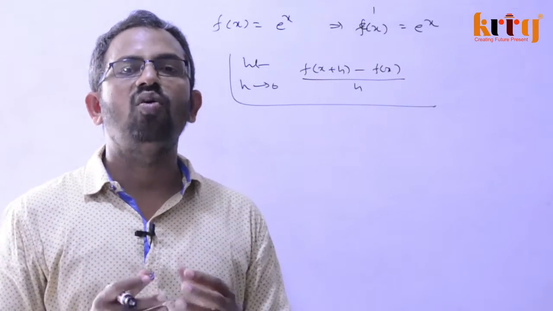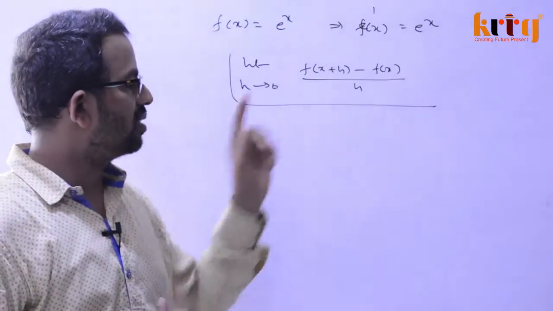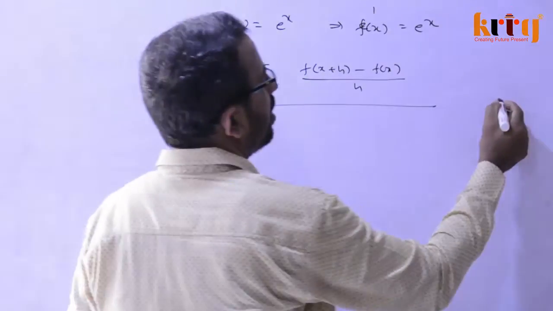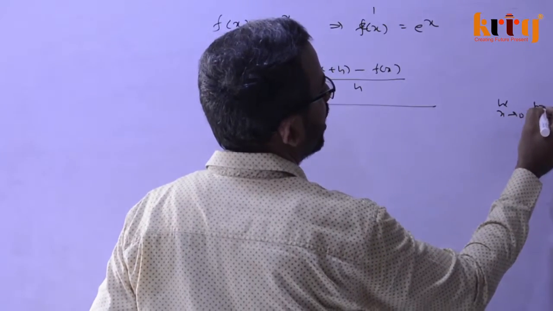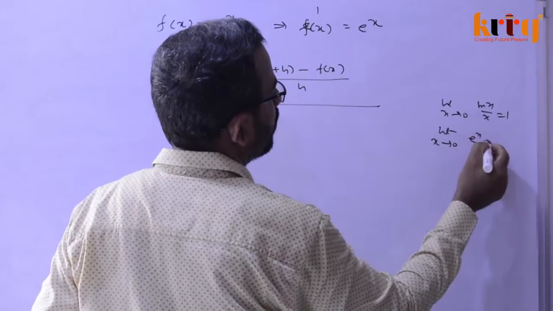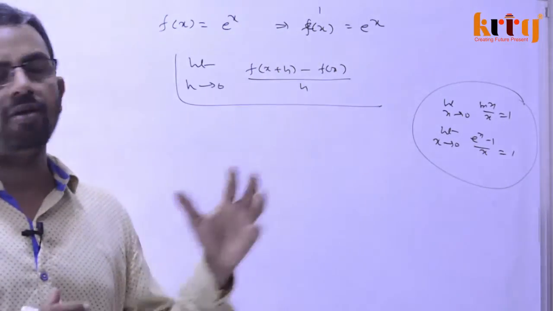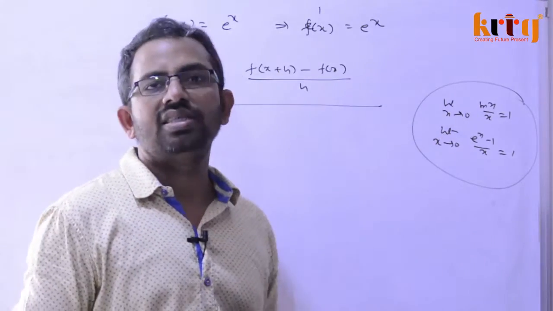Sometimes you have to take advantage of standard limits because we are dealing with limits. What are these standard limits? Limit x tends to 0, sin x by x is 1, or limit x tends to 0, e power x minus 1 by x is 1. As and when required, we have to use these standard limits.